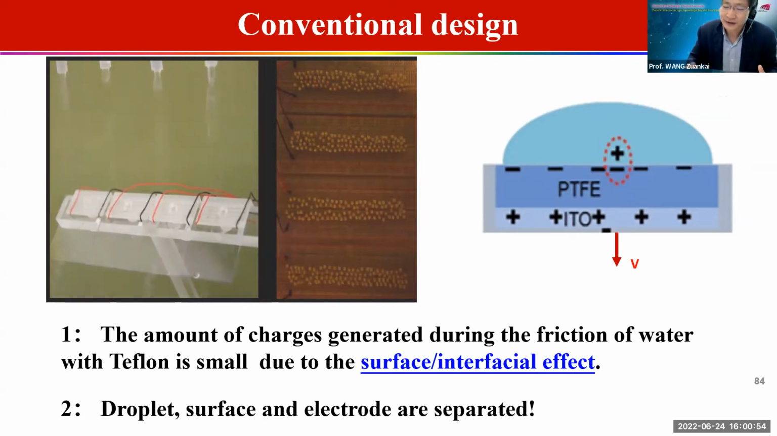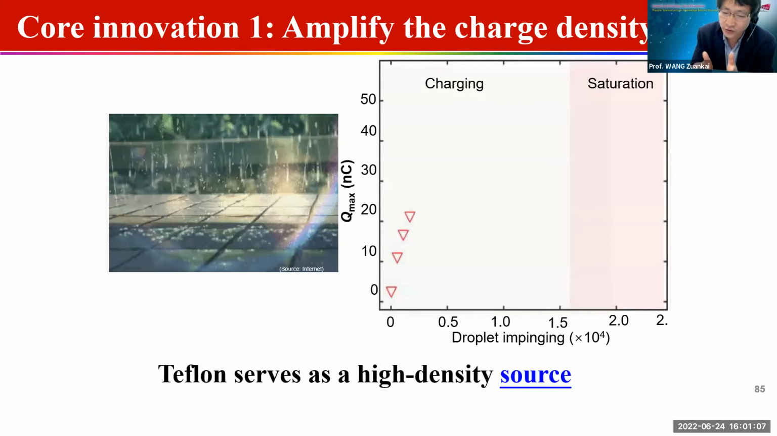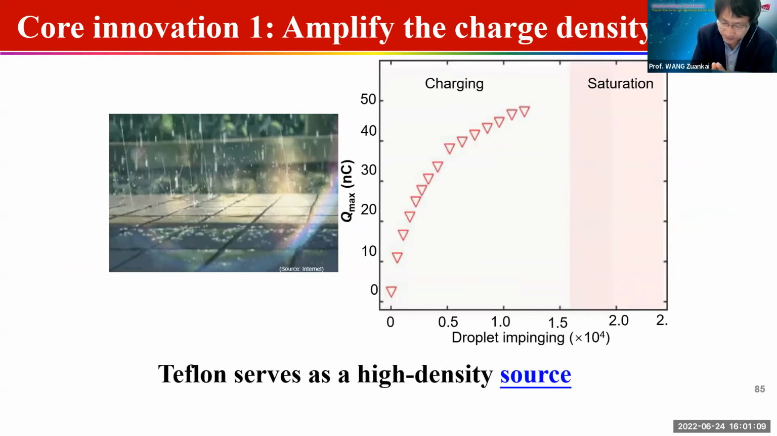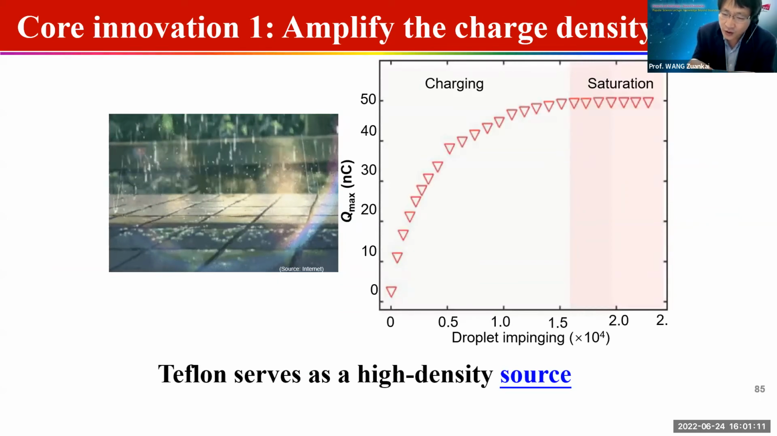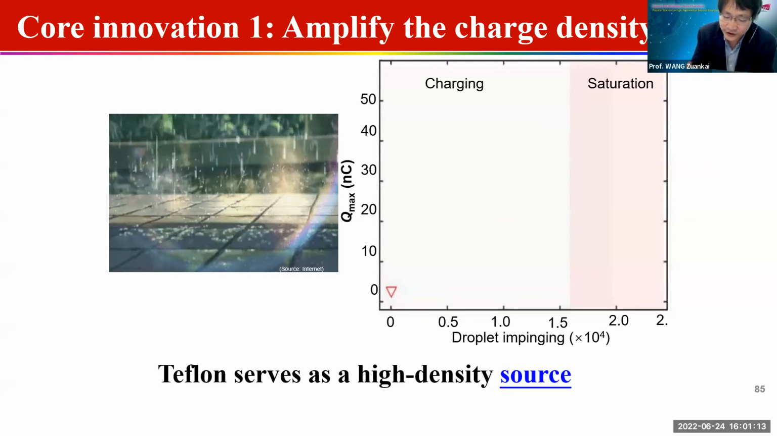So why is the power very limited? Because the contact electrification or the friction is an interfacial effect. The charge only occurs on the surface. So now the question is, how can we dramatically enhance the power generation efficiency?